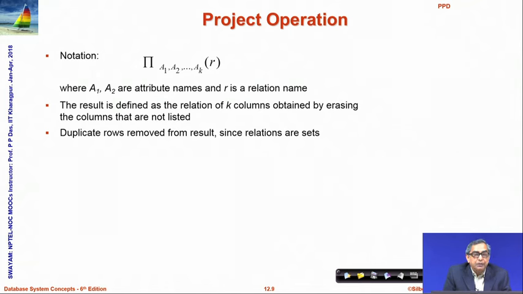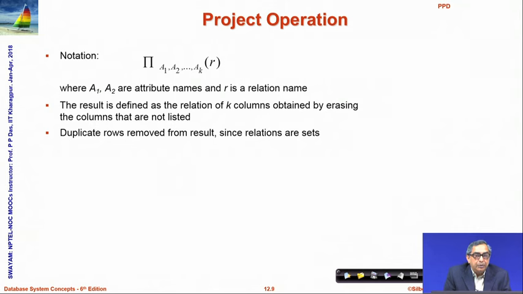Naturally, if you erase some columns, it is possible that two rows that were distinct in those columns, but are identical in A1 to AK, feature in the relation. Since every relation is a set, no two copies of the same tuple are allowed. So, the duplicate rows will be removed from the result. Remind you, this is in contrast to what SQL does by default, where duplicates or multi-sets are allowed by default.